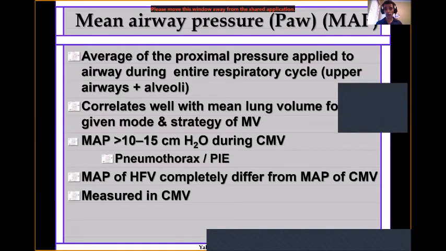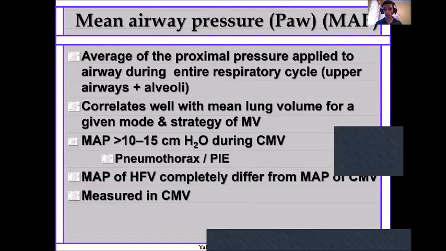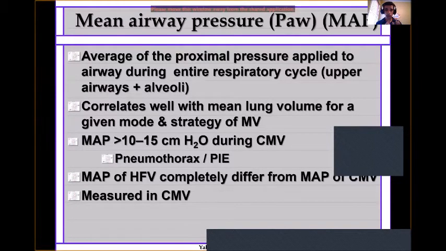It's correlated very well with the mean lung volume for a given mode and a strategy of minute ventilation. And minute ventilation is the volume in one breath times the respiratory rate. A mean airway pressure of more than 10 to 15 in conventional mechanical ventilation is associated with side effects. So always you need to keep your mean airway pressure somewhere between 8 to 12. If you reach more than 15, then you will start seeing side effects.